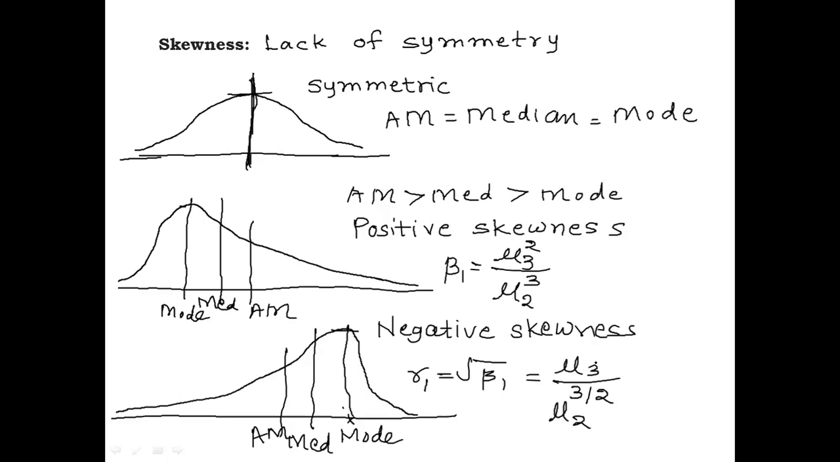Now we can understand that mu 2 is variance, which is always going to be non-negative for any data, and the sign of gamma 1 will depend solely on the sign of mu 3. If mu 3 is negative, gamma 1 will be negative. If mu 3 is positive, gamma 1 will be positive. If mu 3 is 0, then the data will be perfectly symmetric.